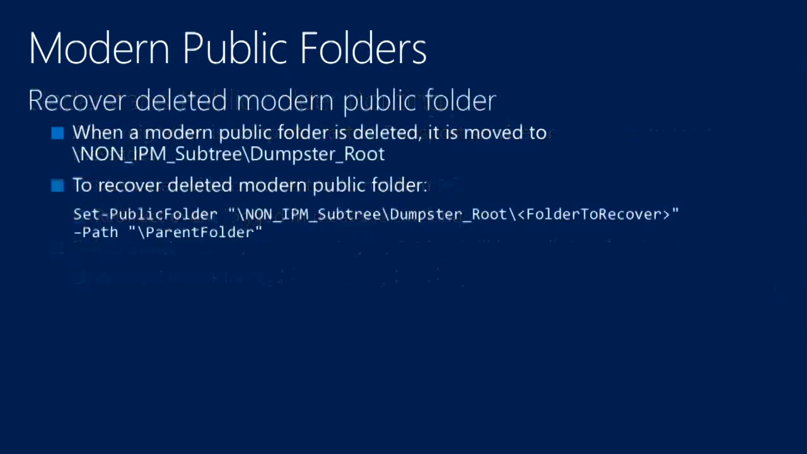All right. Recovering deleted modern public folders is somewhat similar to recovering hidden deleted items. It's a little bit trickier than going into Recover Deleted Items from a mailbox, because when you delete a public folder, we actually stick it in the non-IPM subtree and we hide it from you. So what you can do is Set-PublicFolder, and you're going to take the path to it, which would be this non-IPM subtree/dumpster root/whatever folder name you have, and then the path would be the new target folder, which would be the public folder mailbox you want to move it back into.